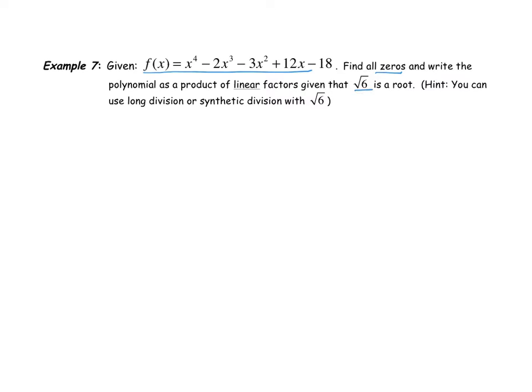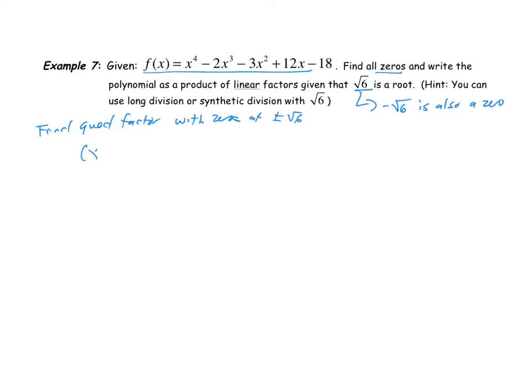So we're given that rad 6 is a root. Root is the same thing as a solution or a zero. We know that these irrational zeros come in conjugate pairs. So we know that negative rad 6 is also a zero. So I'm going to begin here by trying to find the quadratic factor with zeros at plus or minus rad 6.